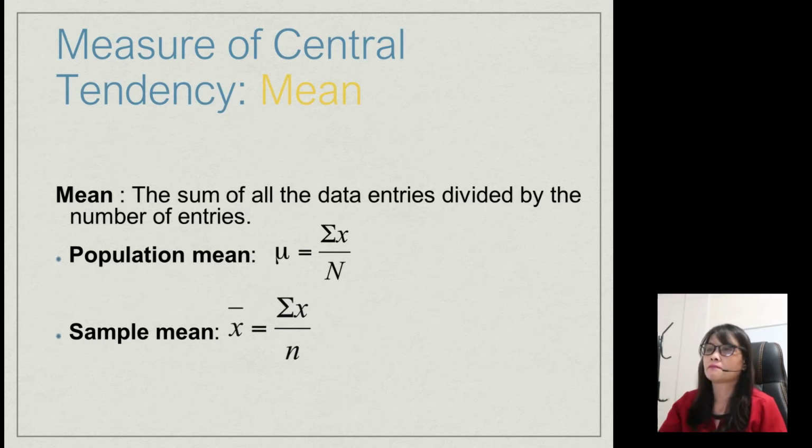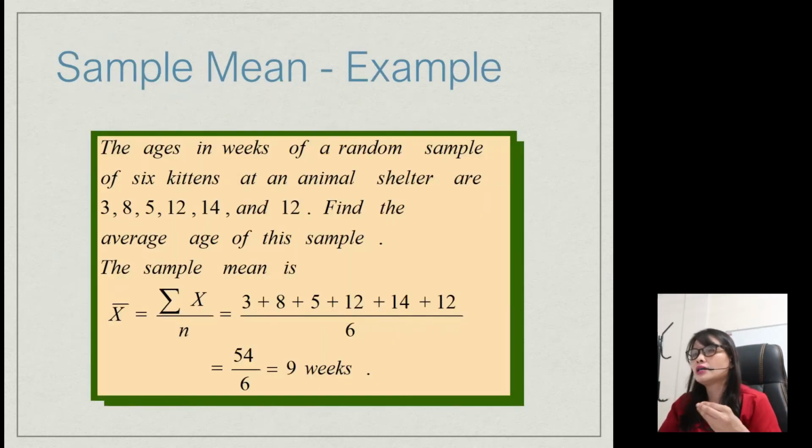So for example, the ages in weeks of a random sample of 6 kittens at an animal shelter are 3, 8, 5, 12, 14, and 12. Find the average age of this sample. In short, the given problem is a sample. How do you know it's a sample? Because it says there, the ages in weeks of a random sample. So obviously, the problem deals with a sample. So how do we solve for the mean?